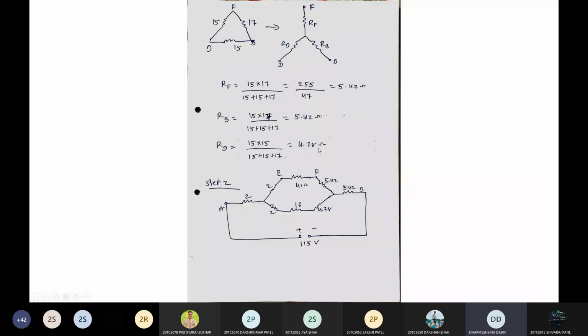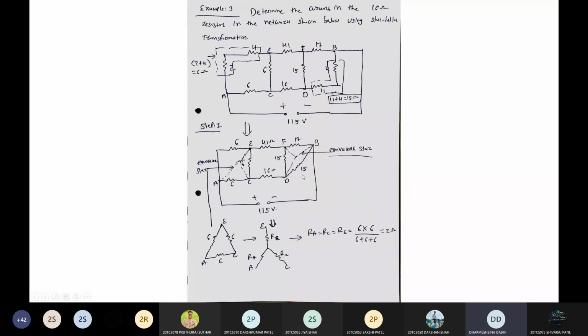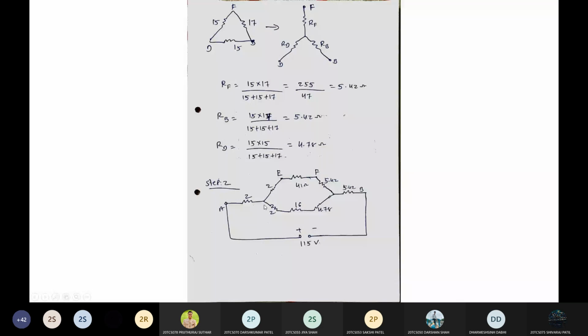So if you reduce this circuit by delta to star conversion, its equivalent is like this. Okay, so this is the second step. Then you can see here 2 ohm, this 2, 2 and 2 star connected. This is the conversion of this delta to star, so you get 2 ohm for all. So that star is put here. Here you can see 2 ohm, 4 ohm and 5.42 of this RF that we calculated here. All 3 are connected in series, so make the equivalent of this. Same way 2, 6 and 4.78 are connected in series, so make the equivalent.